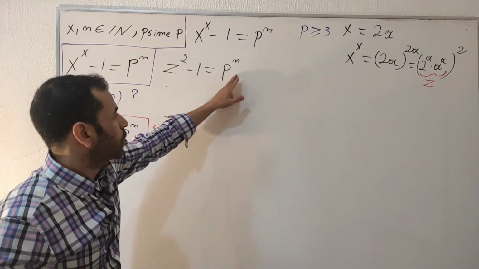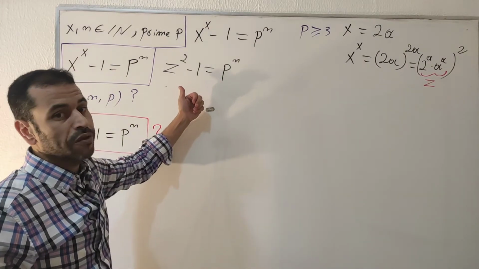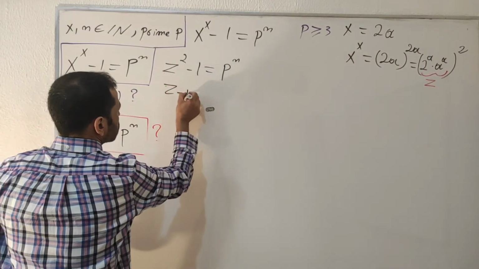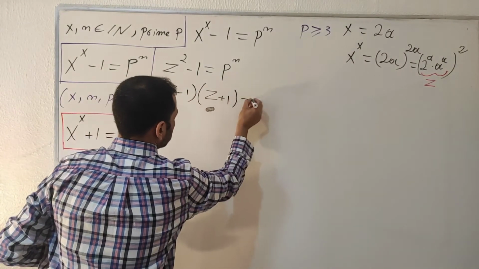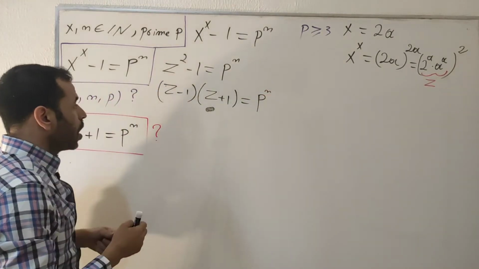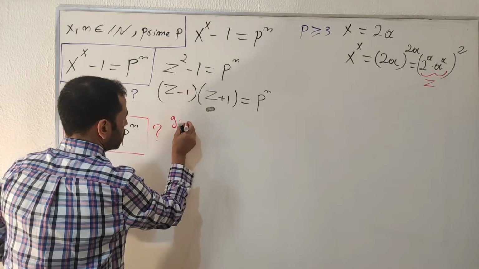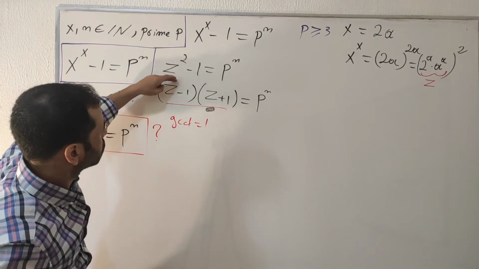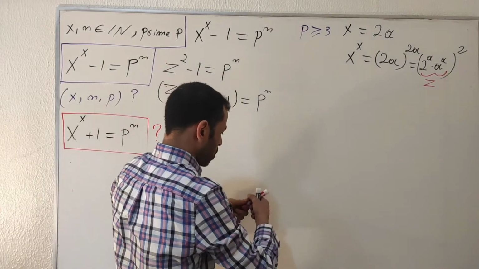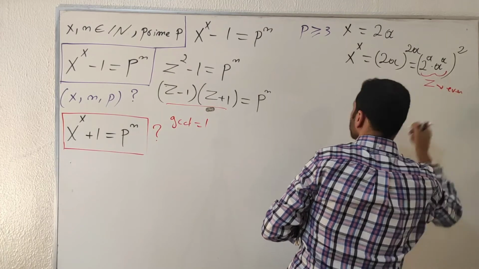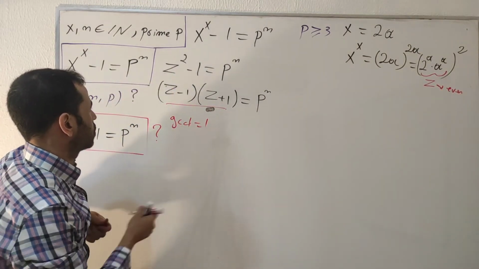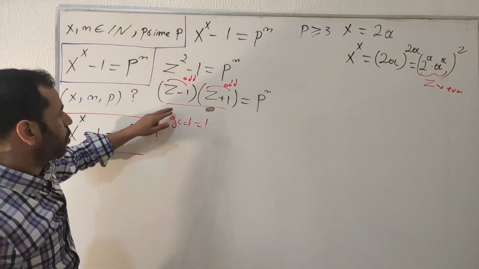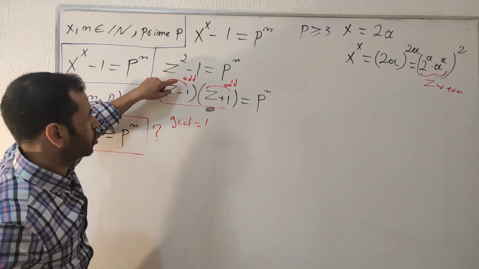Since the right side of this equation is a power of p, the left-hand side of this equation must be a power of p as well. So let's go through this one. I will have z minus 1 times z plus 1 equals p to the n. Another nice thing here: the GCD of these two terms equals 1 because you have consecutive odd integers. Because z is even, this one is odd, and this one is also odd. Now we found the GCD equals 1 because we have consecutive odd integers.